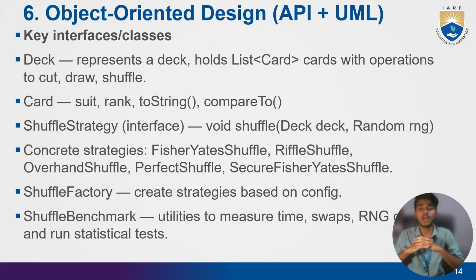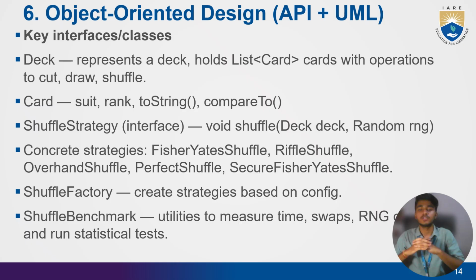Object-oriented design API plus UML. Key interfaces and classes. Deck represents a deck, holds a list of cards with operations to cut, draw, shuffle. Card: suit, rank, toString method, compareTo method. Shuffle strategy interface: void shuffle(Deck, Random RNG).